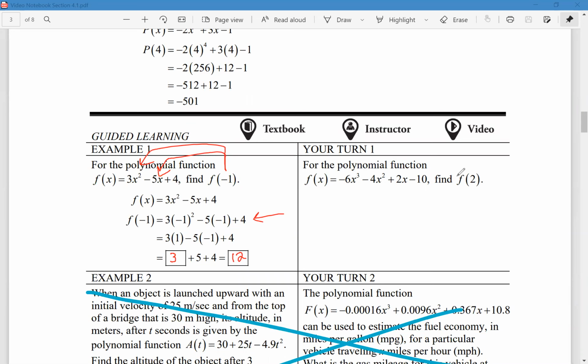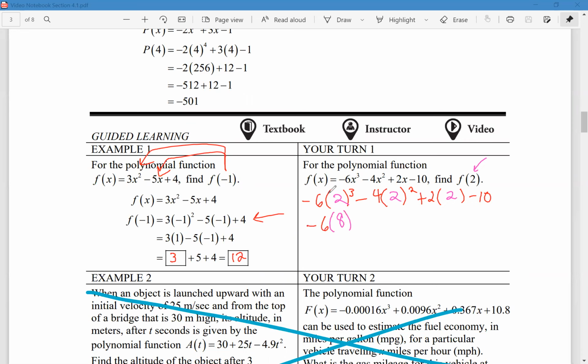So different function. This time we're finding f of 2. So here's our function, -6 x to the third minus 4 x squared plus 2 times x minus 10. Let's replace x with 2. So I'm filling 2 in those parentheses. We have an exponent of 3 here, so just be careful with that. I'm going to start with 2 to the third, which is 8. 2 times 2 times 2.